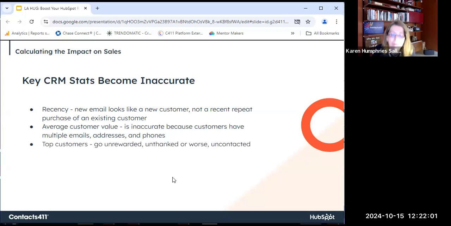And this is the one that pains me the most. You don't want to lose a top customer. But if you don't know that that's a top customer, that top customer is going to go unrewarded. They're going to go unthanked, or worse, uncontacted, because they've moved and changed jobs and you don't have the information anymore. That one breaks my heart.